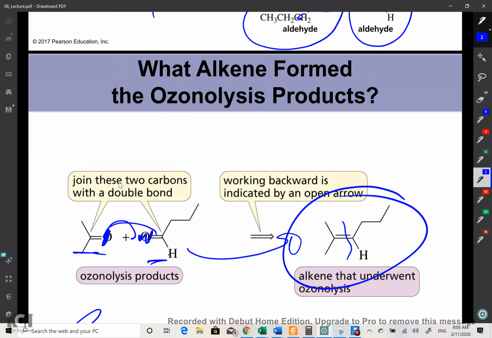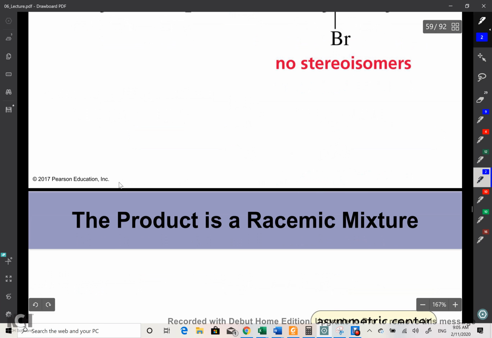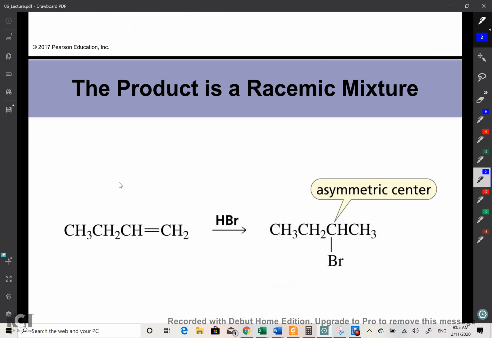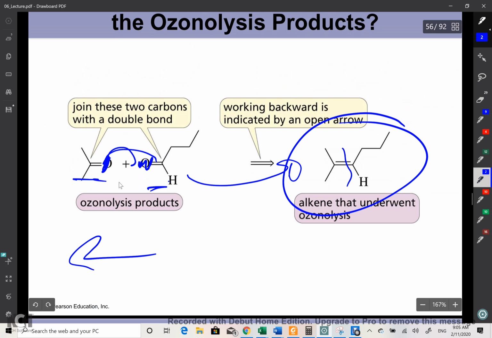I have 10 minutes left. I will not continue this one. No, but we'll do some problems. Trust me. Retrosynthesis. I will not do the other one.